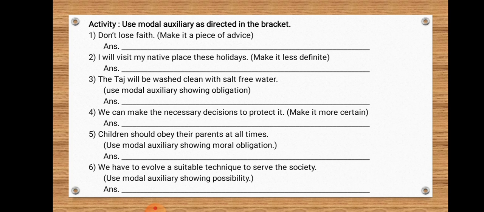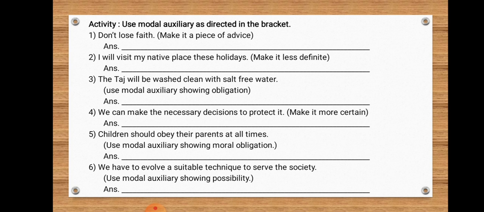"Children should obey their parents at all times." Here we are going to replace should. Use a modal auxiliary showing moral obligation. Moral obligation is shown by ought to. So "Children ought to obey their parents at all times."